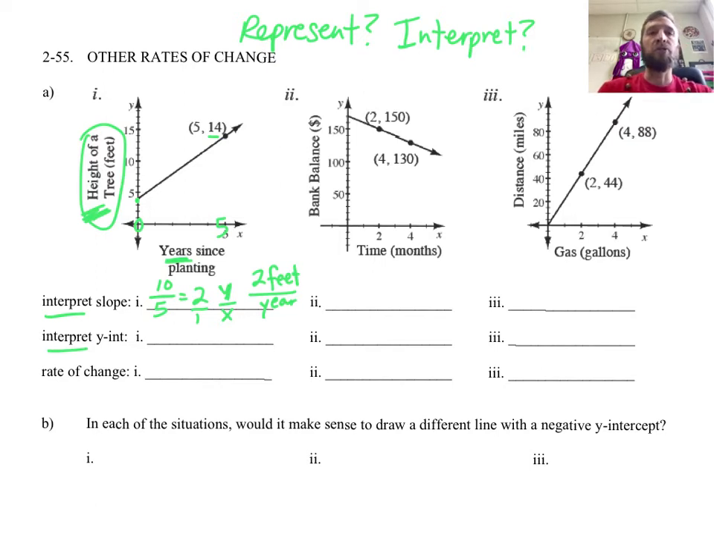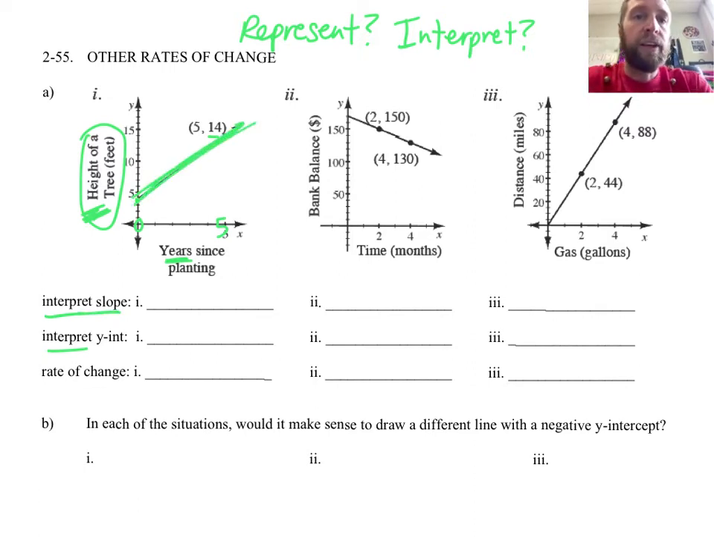Now, if you just wrote 2 feet per year, what are we talking about that has 2 feet? I have 2 feet every year. That's not interpreting the question very well, or really explaining what's going on. So once you simplify that, you need to take a look. We're talking about the slope. This is a positive slope, so it is a gain. It is an increase. It is increasing 2 feet per year.